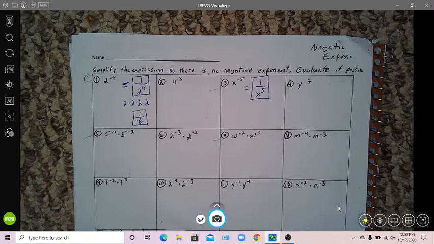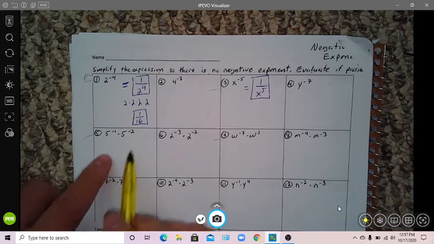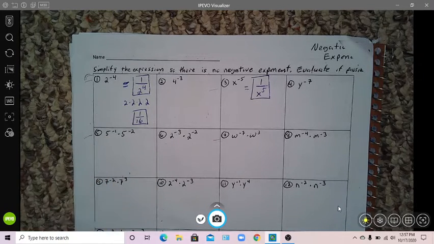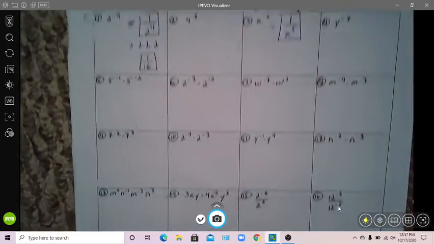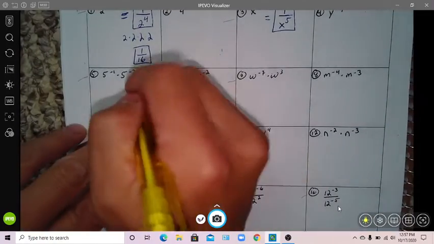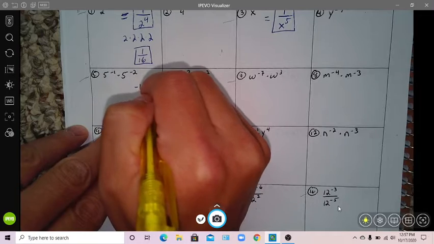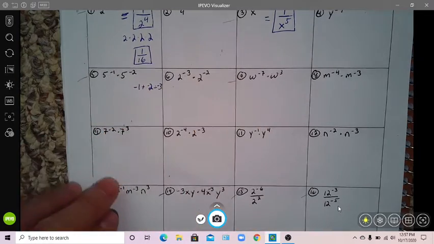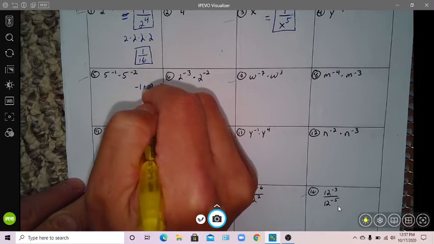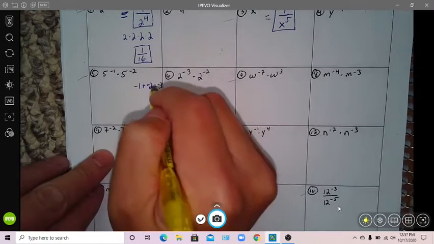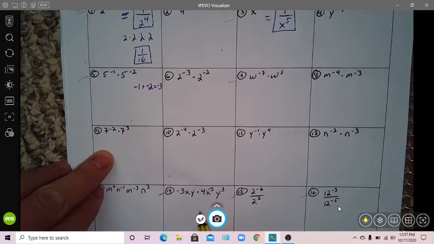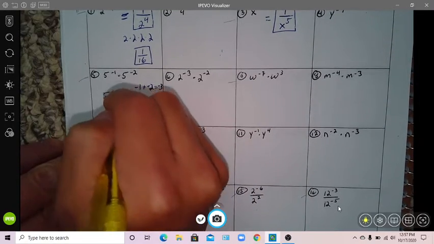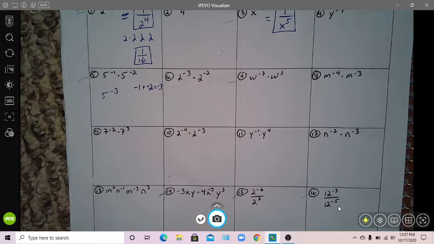Alright, number 5. So, bases are the same, and we're multiplying. So, since we're multiplying, we're going to add those exponents. Negative 1 plus negative 2 is negative 3. So it's a negative 3 exponent. So I'm going to write here 5 to the negative 3 power.